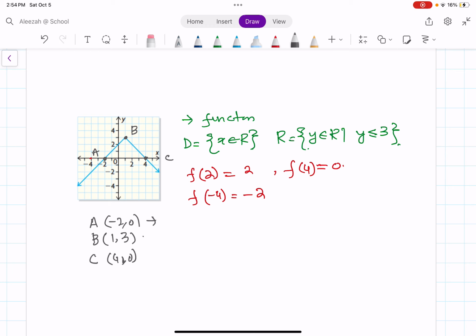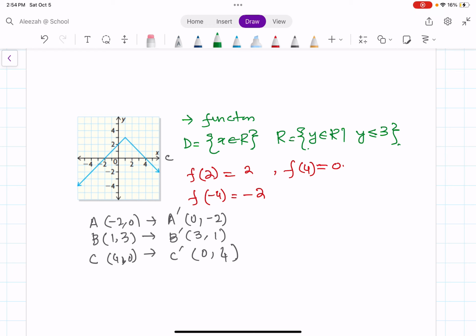So the corresponding points on the inverse will be, I can say A prime, which is 0, negative 2. And then I have B prime, which is 3, 1. And C prime, I can write it as 0 and 4, right? And now I graph these points on the same grid, right?